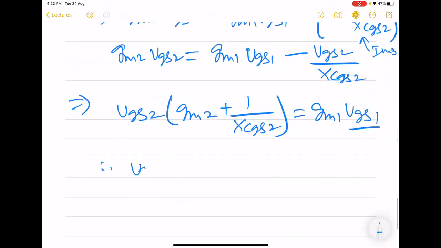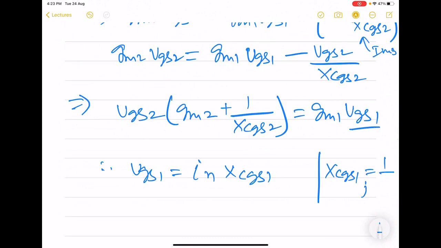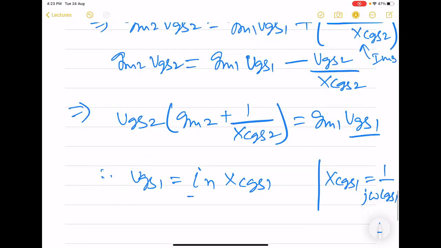So therefore, VGS1 is simply equal to IN flowing through XCGS1. And keep in mind, once again, XCGS1 is 1 by J omega CGS1. That means the J part is also inside X, so XCGS is an imaginary quantity, not real. Now we need to find out what is IN. We will find out IN, then backtrace from here to here, and then VGS2, and finally ION.